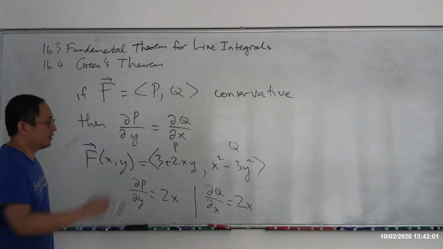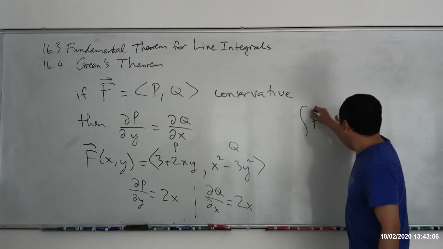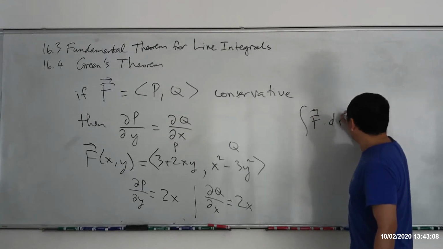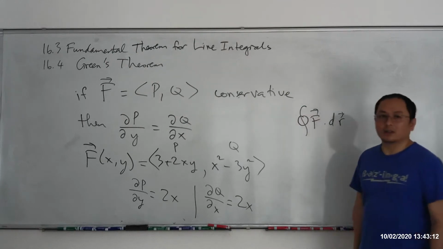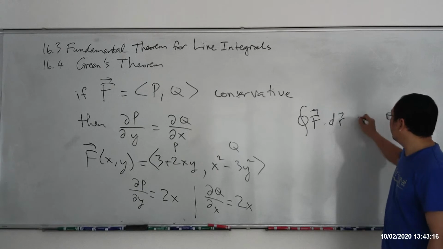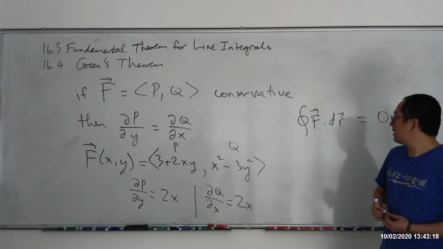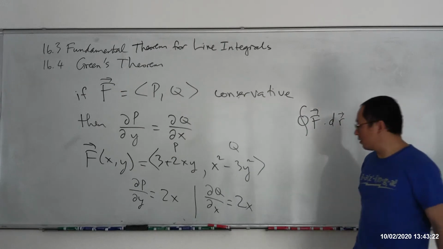Because you know it's conservative, the integral of f dr is going to be independent of path. And if you integrate on a closed curve, then that's going to be equal to 0, because we can use the fundamental theorem, right? The initial point and the end point are the same. Integral is going to be 0.